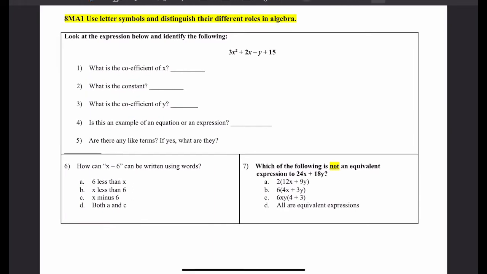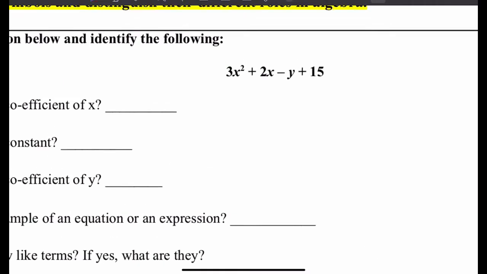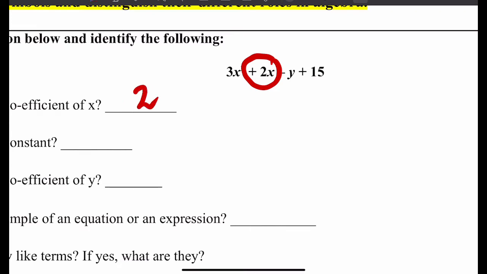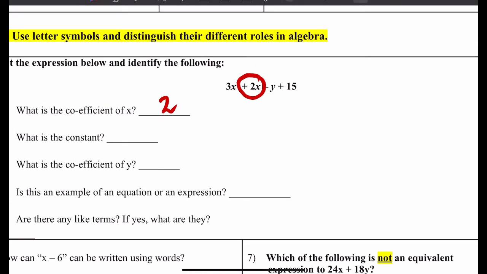Okay? So the coefficient of x, okay? Now, since this is 2x, the coefficient is 2. Oops, that's too big. The coefficient is 2. Okay, now some of you put 3. Okay? 3 is not the coefficient of x. 3 is the coefficient of x squared. Okay, so you need to read the question carefully.